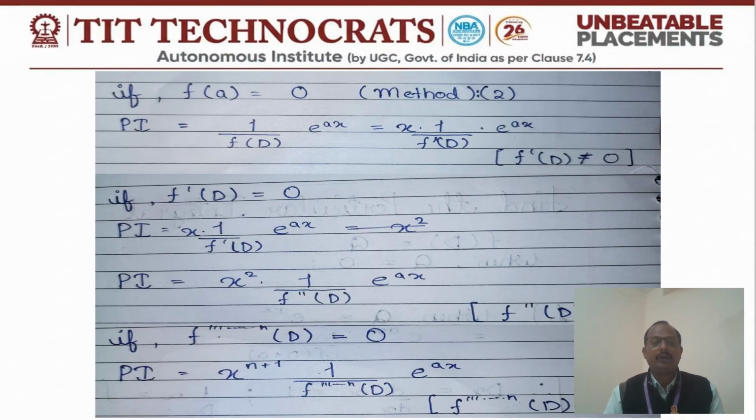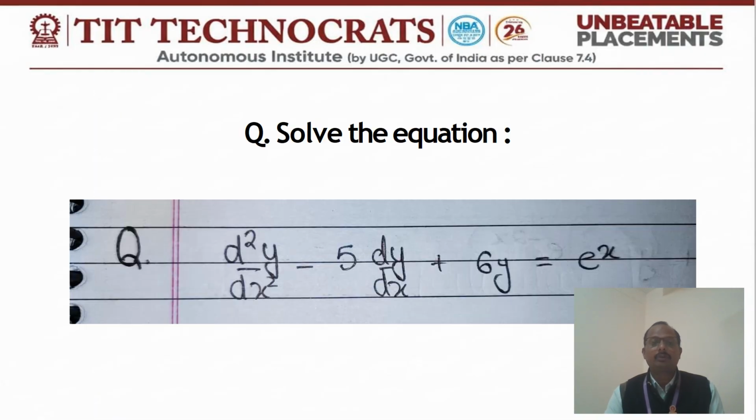If f of a equals 0, then another method is 1 by f of D e to the power ax. In this case you have to create the term x times 1 by f prime of D e to the power ax, where f prime of a equals 0. So PI is equal to x times 1 by f prime of D e to the power ax. Then it becomes x squared times 1 by f double prime of D e to the power ax. By continuing this process, we get PI is equal to x to the power n times 1 by f n-th derivative of D e to the power ax. Clear? So this is the formulation.